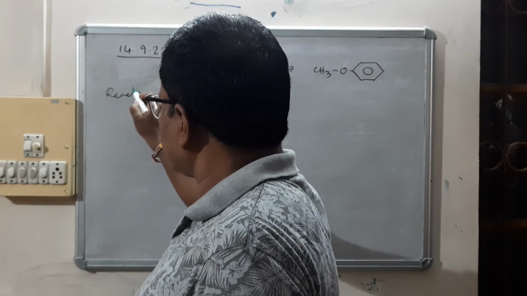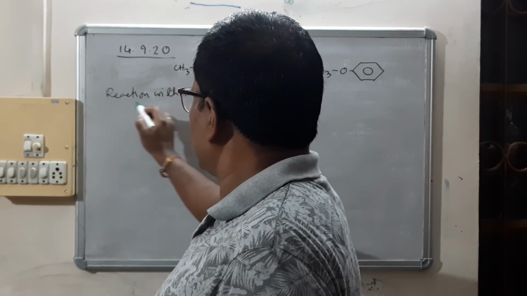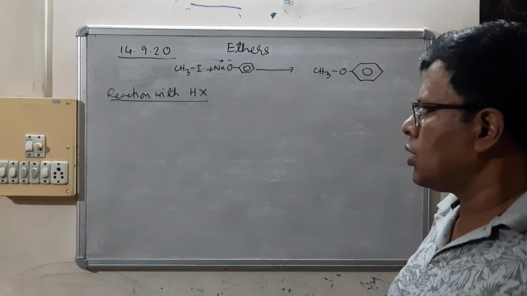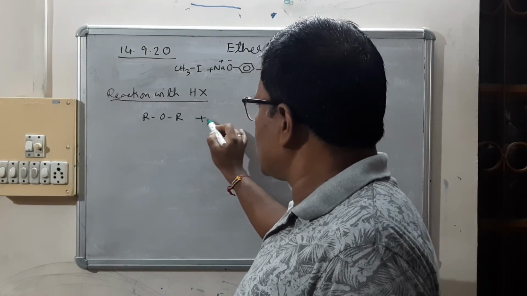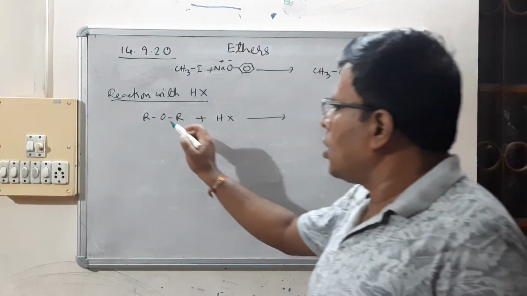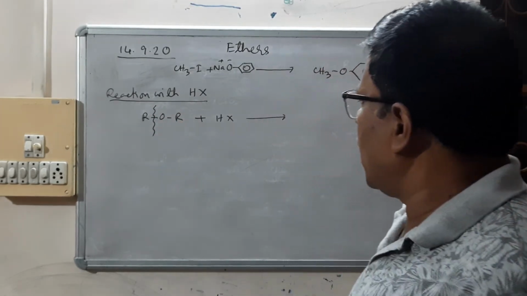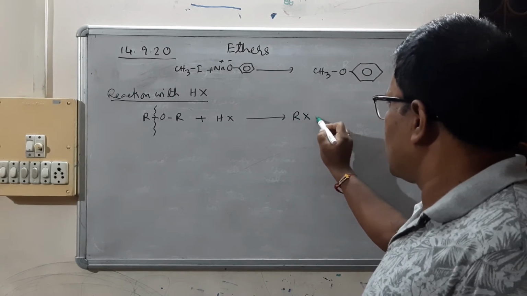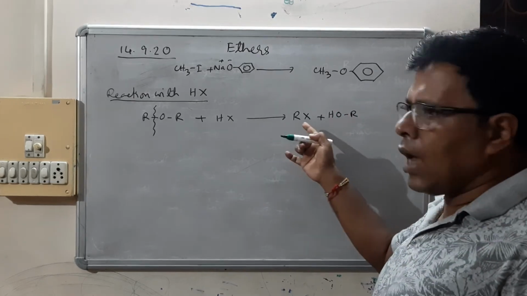reaction with HX. The reaction of HX with ether. So suppose R-O-R, this is an ether, plus HX. What happens is this bond gets cleaved, this bond gets broken, and we get here RX plus ROH. So we will get a halo compound and alcohol.